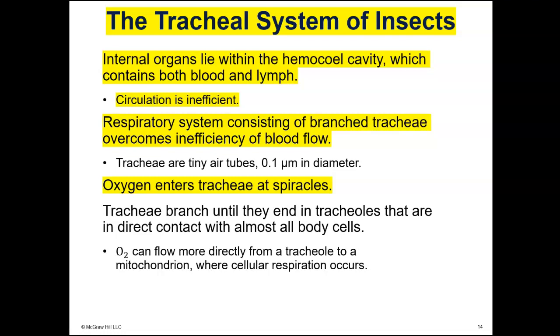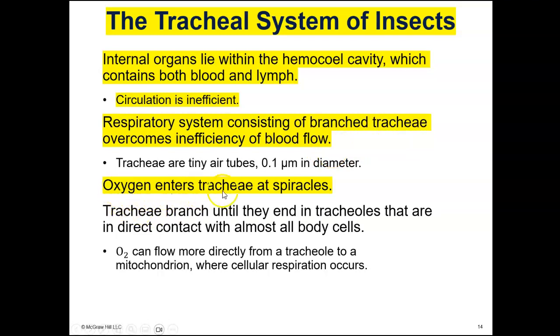Now in insects, insects have a tracheal system. They've got internal organs within their hemocoel cavity because they do have an open circulatory system. So that hemocoel contains blood and lymph. Their circulation is inefficient, but they do use a system of branched trachea, and each trachea has a branch that attaches to a cell. So the trachea can actually directly send oxygen to the mitochondria of the cells.